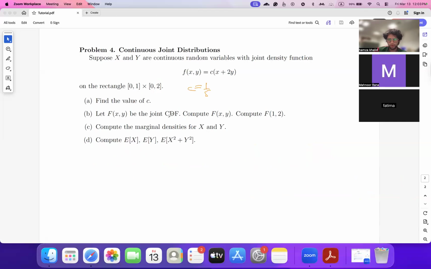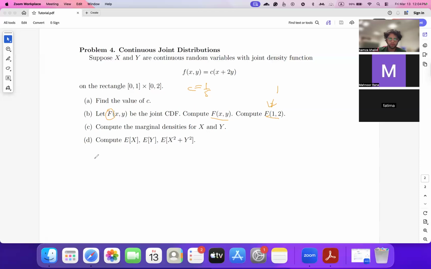Let this be a joint CDF. It's denoted by a capital F, which tells you that it's a CDF, right? Compute this and compute this. I can already see what this is going to be equal to just from the definition of a CDF. What is this equal to? Even without computing it, you can tell me. That's just 1, right? Yes. It's 1.